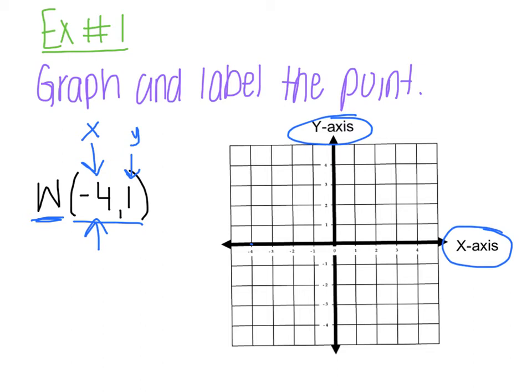But I don't put my point there because I'm not finished. I just stay right there, and then I look at my y number, which is 1, and that tells me to go up to 1. And that is where I make my point. And then I'm going to label it with a W because that's what they wanted me to label it with.